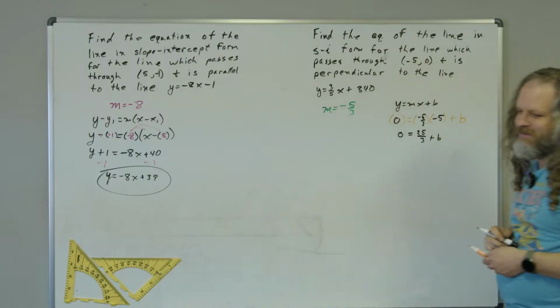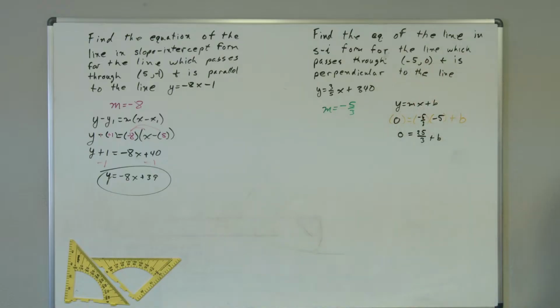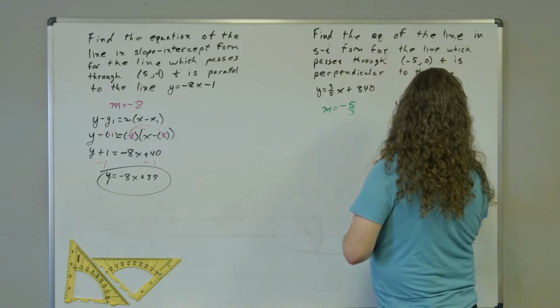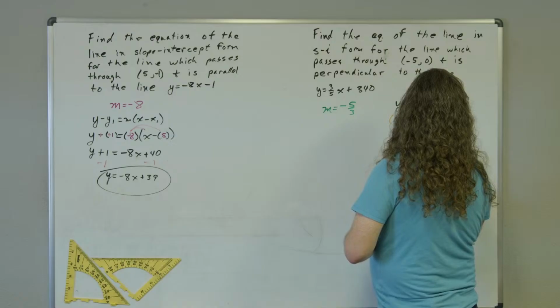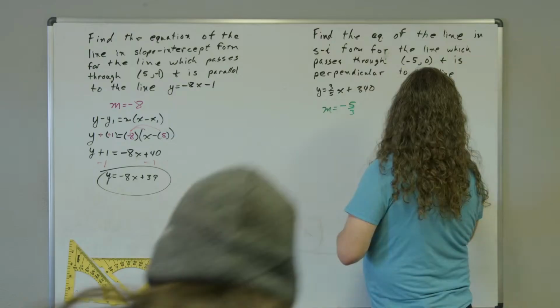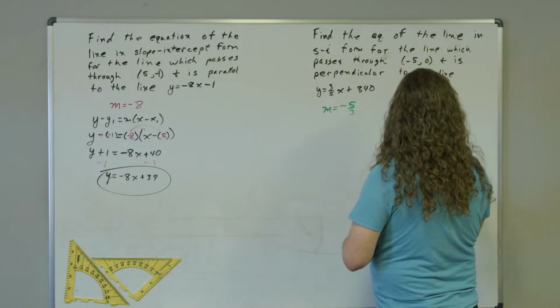Now what? Circle. I don't think so. b is not by itself. Minus 25, come on. Yeah, because it's positive, we subtract it.